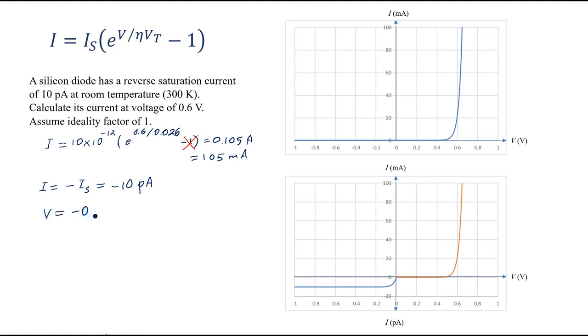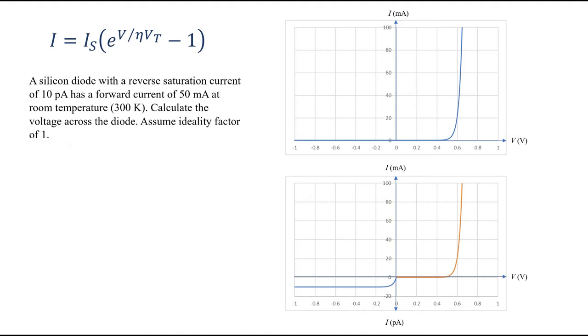Only when the absolute value of the voltage is less than 0.1 volts, you need to do the calculations. For example, for V equal to minus 0.05, the current is minus 8.5 picoamps. Another type of question is when the diode current is given and you are asked to calculate the voltage across the diode. Again, you can put the numerical values in the equation and calculate the voltage.